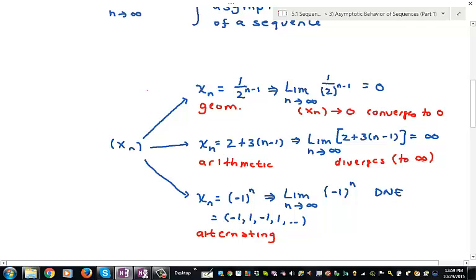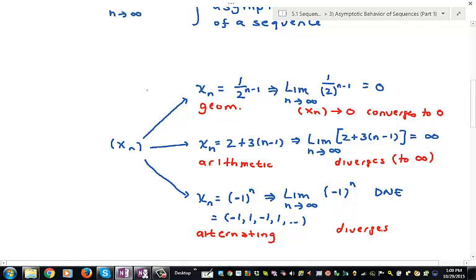Now it's possible for a sequence to diverge but not become infinite. And this last example we saw of this alternating sequence is a good example. The terms are bounded, so they don't diverge to positive or negative infinity. But notice that the limit does not exist. And when that happens also, we're going to say that the sequence diverges.